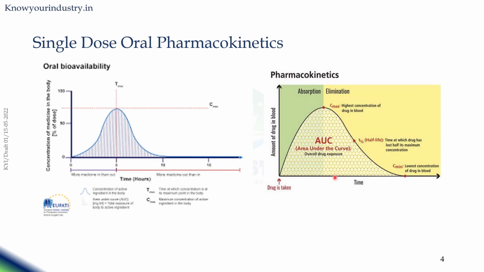This particular diagram clearly shows the absorption phase of the curve and the elimination phase of the curve, and the T half is also mentioned here. It is the time at which the drug has lost half of its maximum concentration. That is what is defined here, and we already explained how it is calculated. This is the Cmin, which is observed in the particular plasma concentration profile.